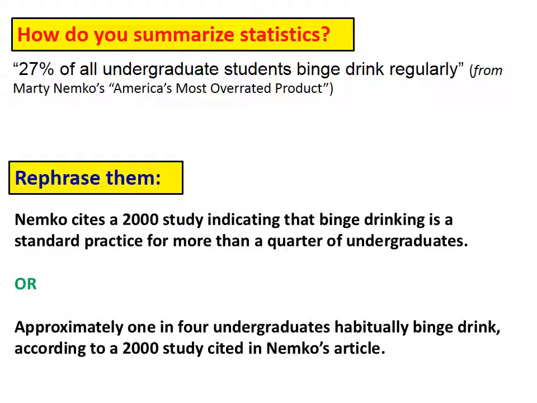Or how else might you indicate that figure? Well, you could say more than 1 in 4. Approximately 1 in 4 undergraduates habitually binge drink. So just think about the statistic and how you might rephrase it. And if it's not important to get the exact number, then you could probably rephrase it as an approximation.